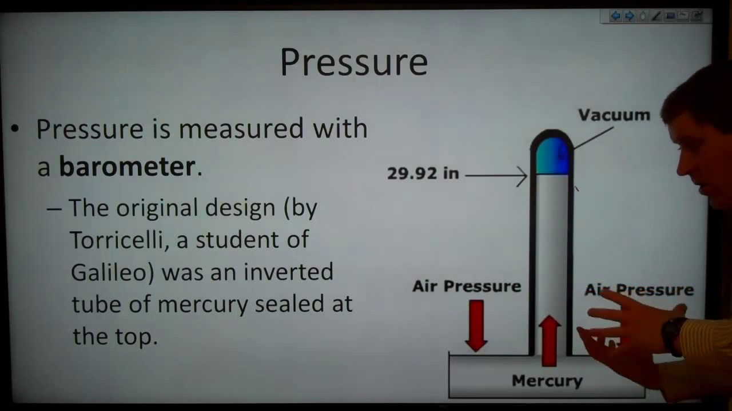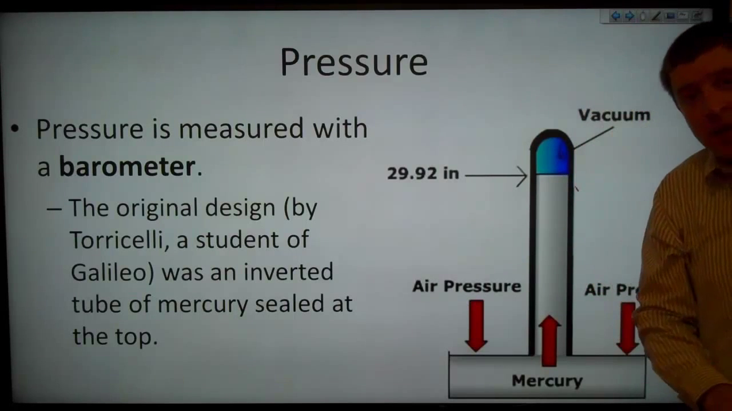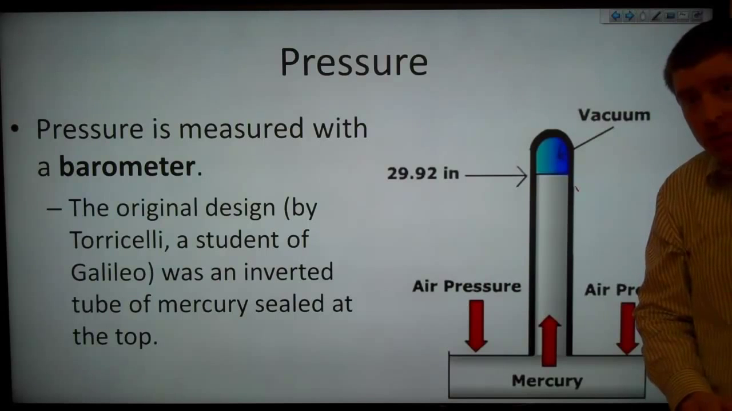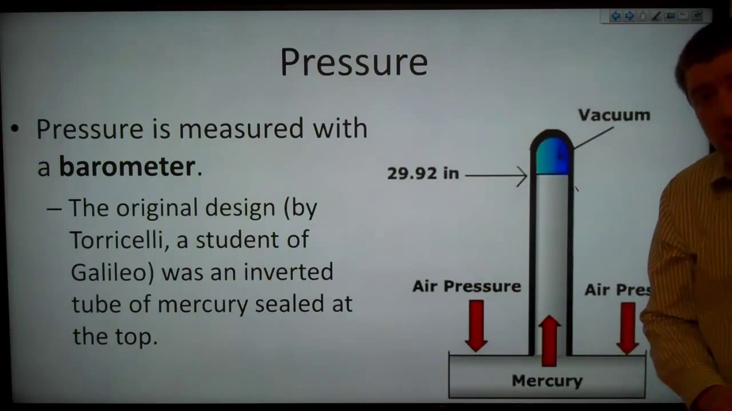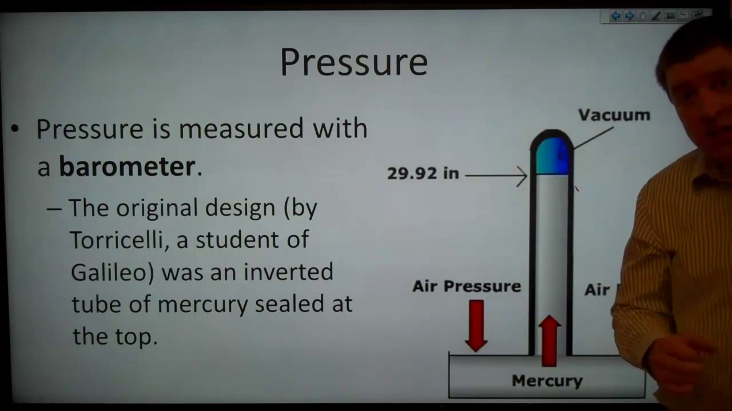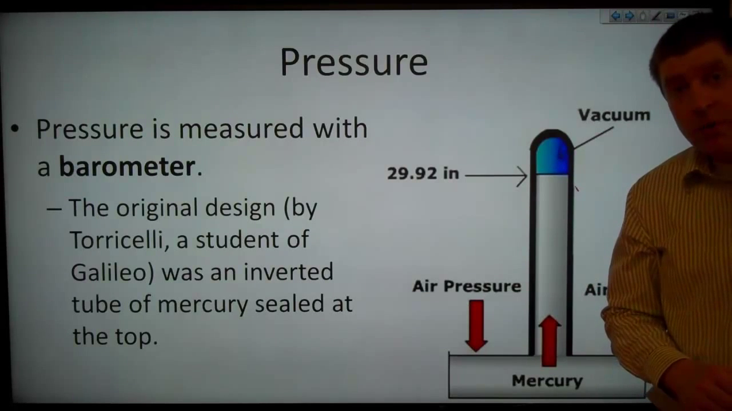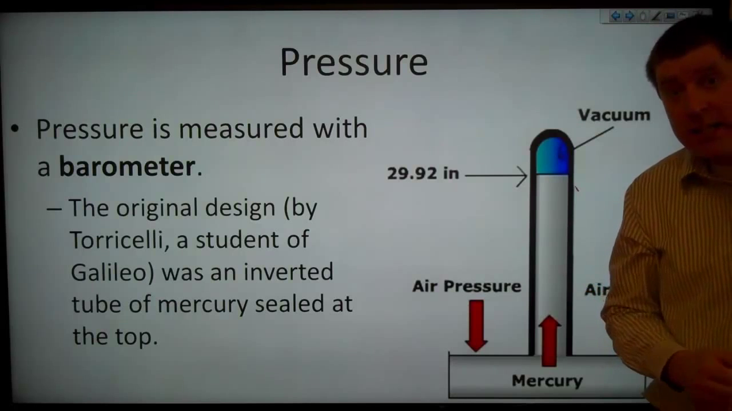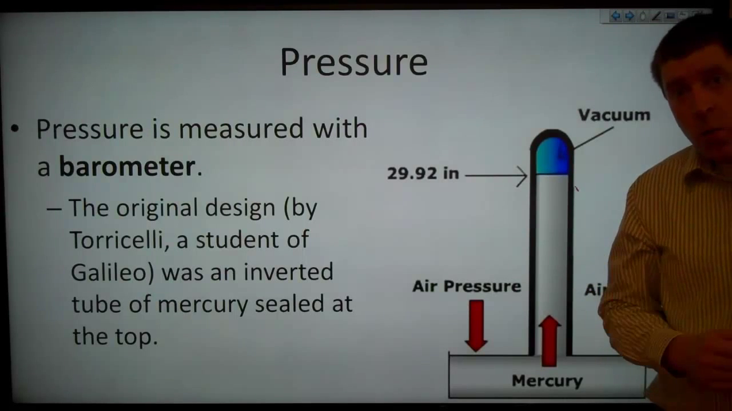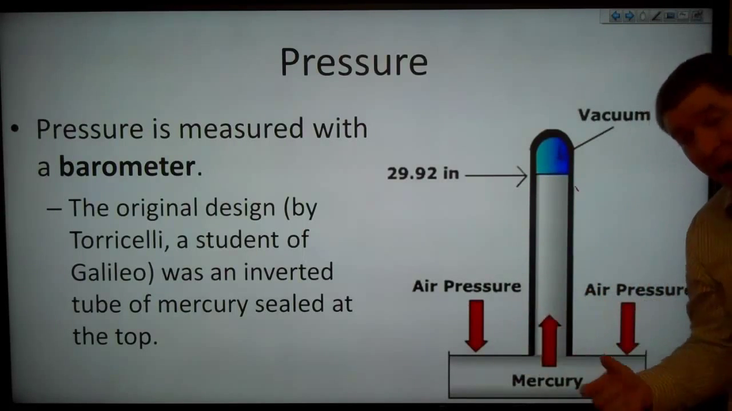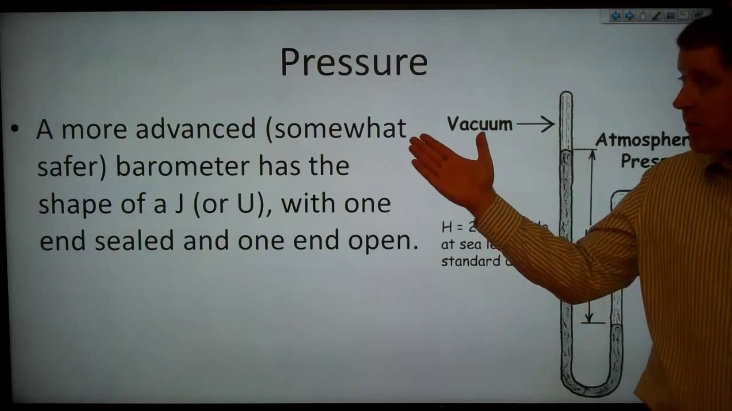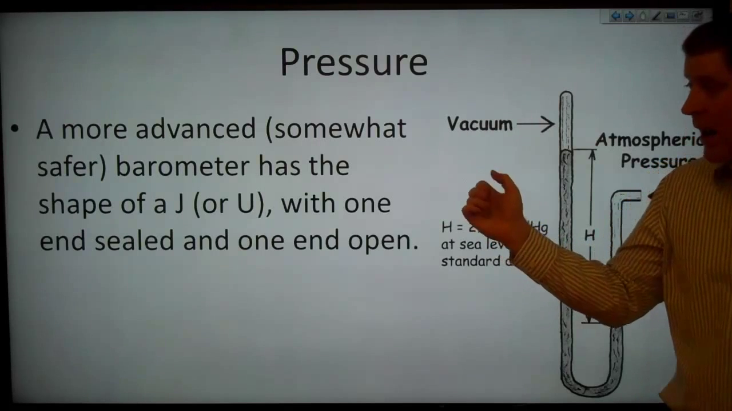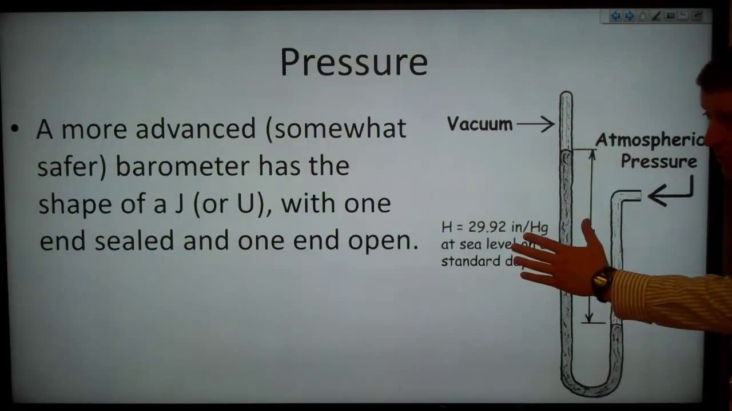So that air is going to go all the way up to the top of the atmosphere, all the way up to space. And so that column of mercury, 760 millimeters of mercury, is going to be suspended on an average day at sea level by the weight of air pressing down on the outside of that tube.